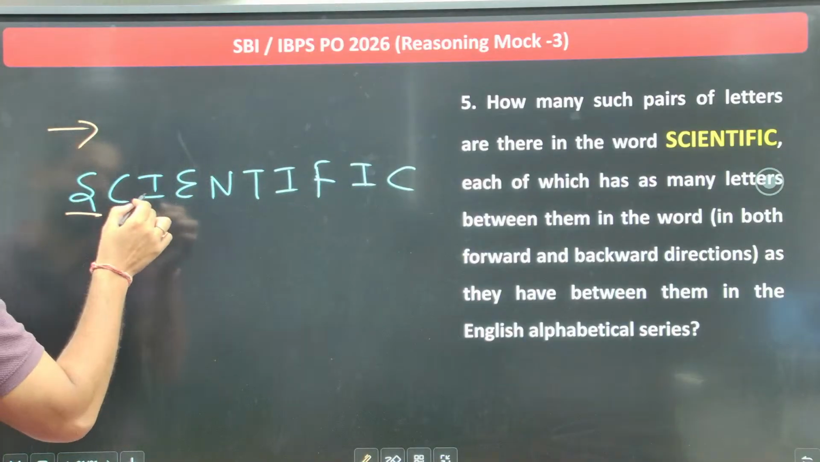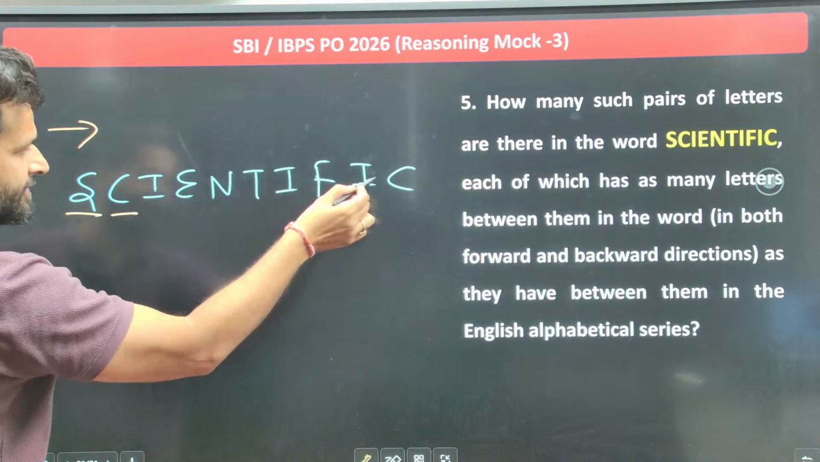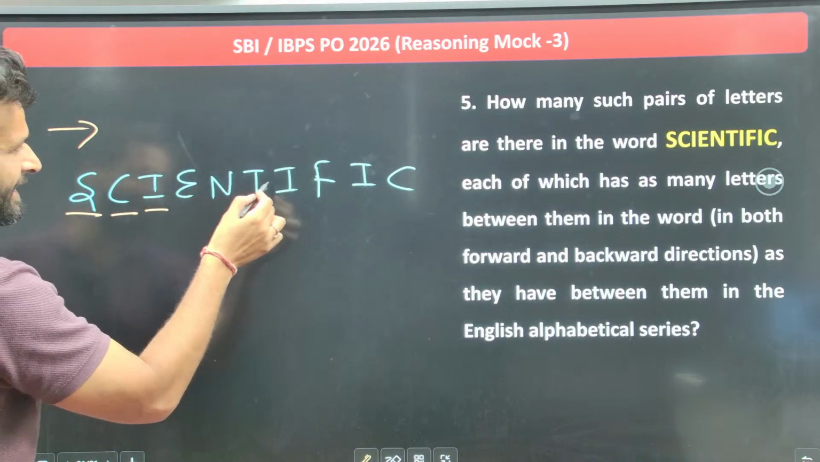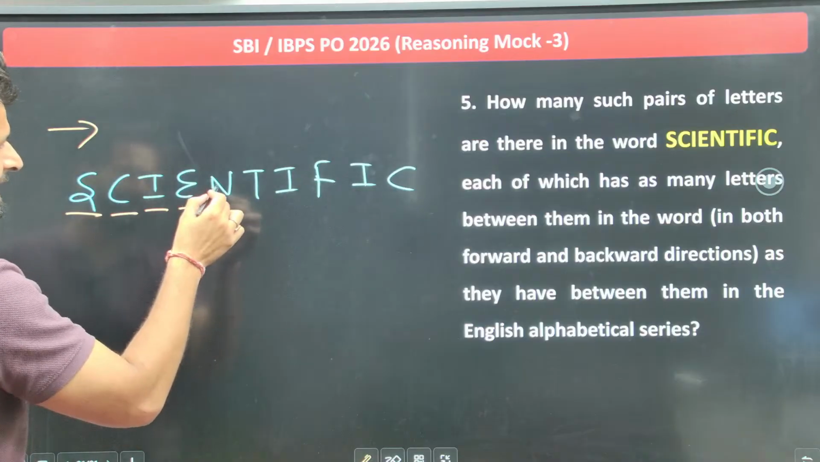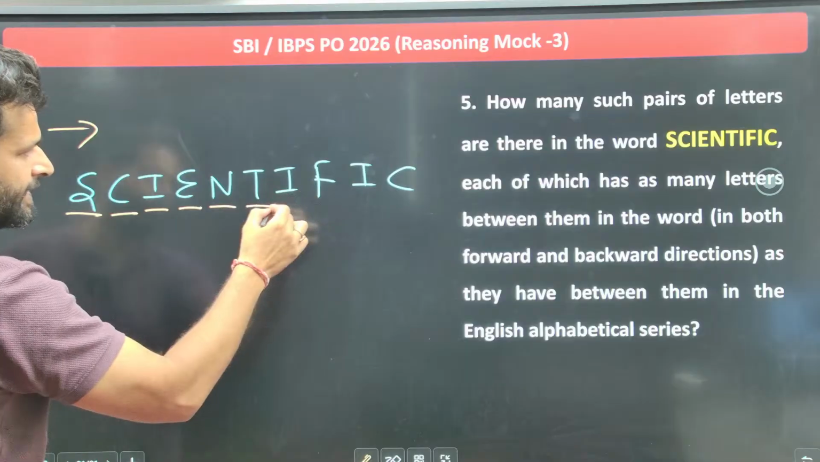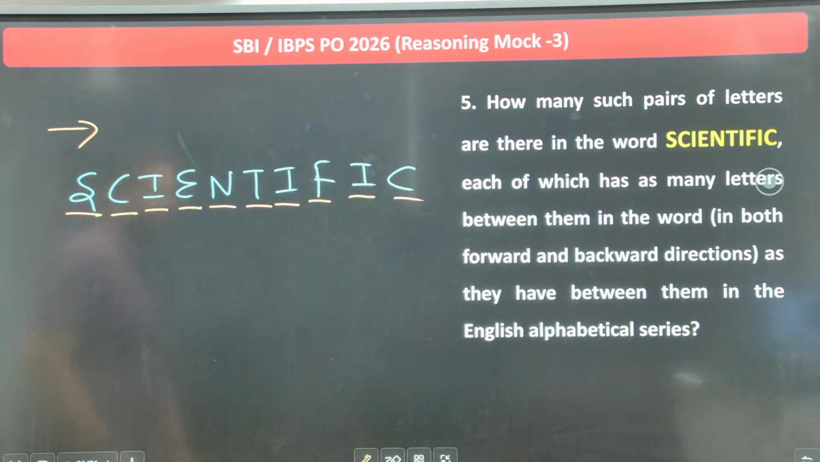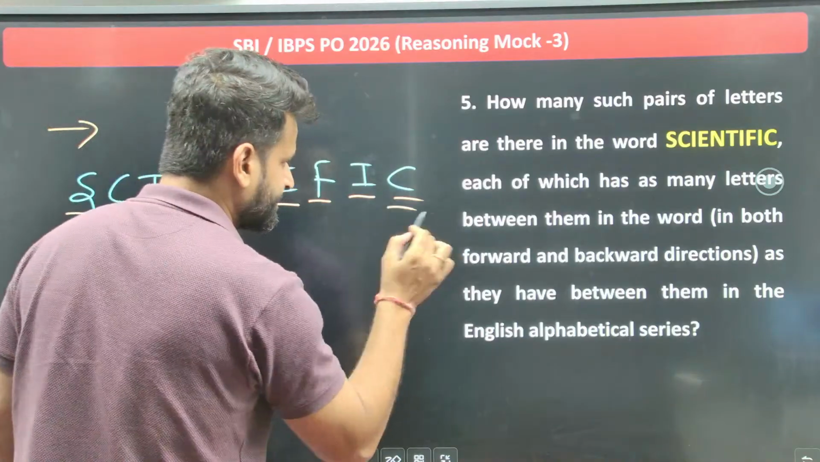Starting from S, T, U, V, W, X, Y, Z, C. D, E, F, G, H, I, J, K, I. J, K, L, M, N, O. E, F, G, H, I, J, K, N, O, P, Q, T, U, V, I, J, K, F. So in forward, there is not a single pair. No problem. Let us check in reverse.